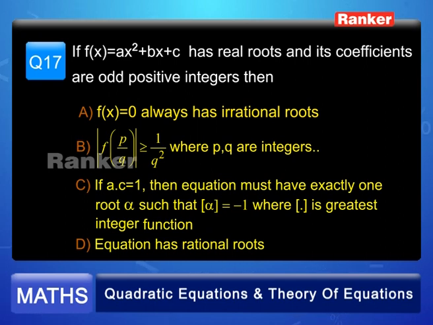Second option, modulus of f of p by q is greater than or equal to 1 by q square, where p and q are integers. Third option is, if AC is equal to 1, then the equation must have exactly 1 root alpha such that the integral part of alpha is minus 1. And fourth option, the equation has rational roots. These are the options before us.